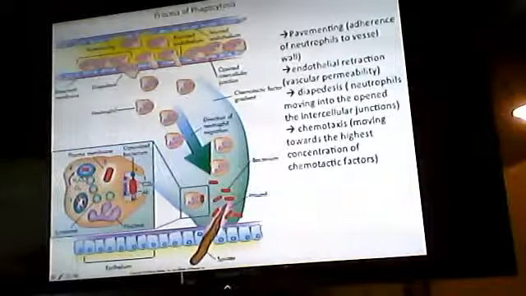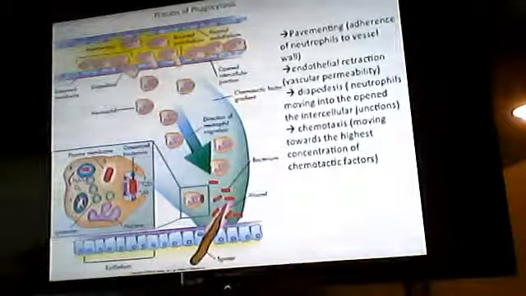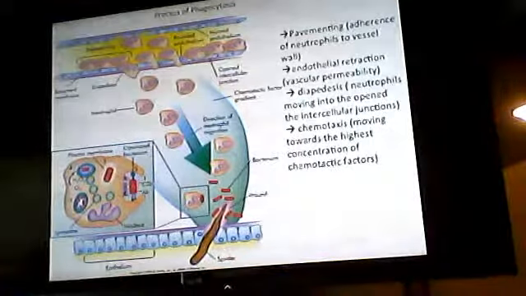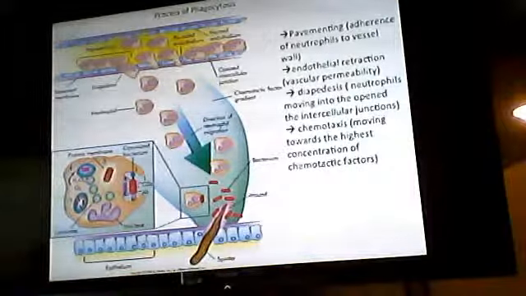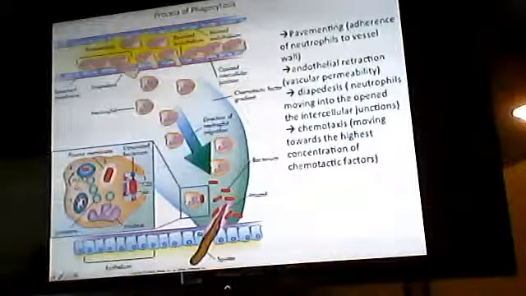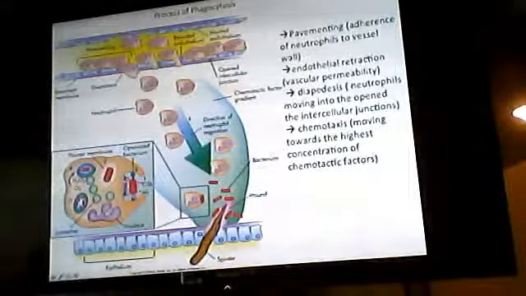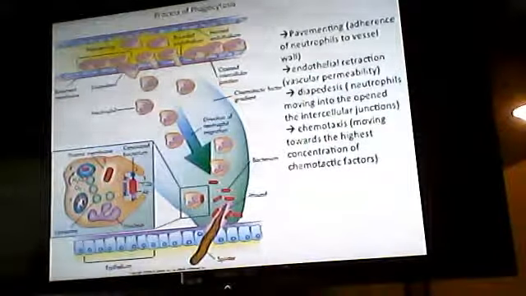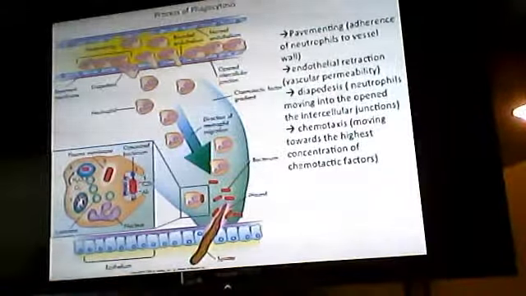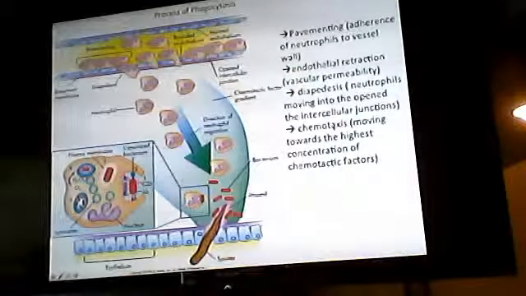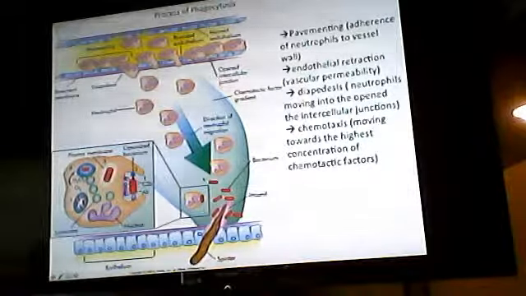Your blood vessel has to retract the endothelium a little bit, to give space for the neutrophils to go through. So you increase vascular permeability, and those neutrophils can now squeeze through between the layers of those blood vessels. Then it's called diapedesis, where they move through the junctions. They squeeze through after your endothelial retraction, and now they go toward, so chemotaxis, going towards the highest concentration of where all these chemokines are, the chemotactic factors.